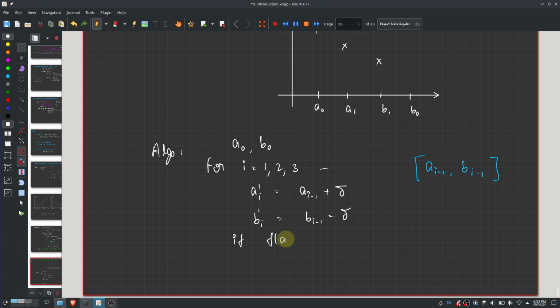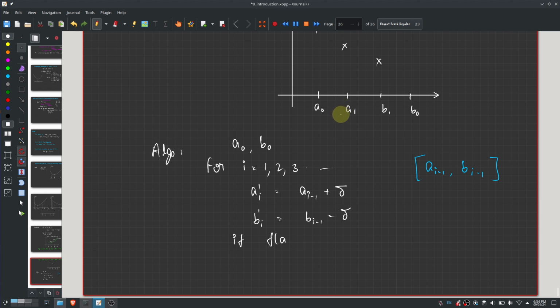When you are evaluating A_i', you start from A1'. A0 is the initial value, so when you are taking A_{i-1}, it should be A0. Correct. So for the first iteration, A1' will become A0 plus delta. Is it moving backwards from A1? A0 plus delta will be to the right of A0. But we are changing A1' as A0 plus something. So I haven't defined what A1 is yet.